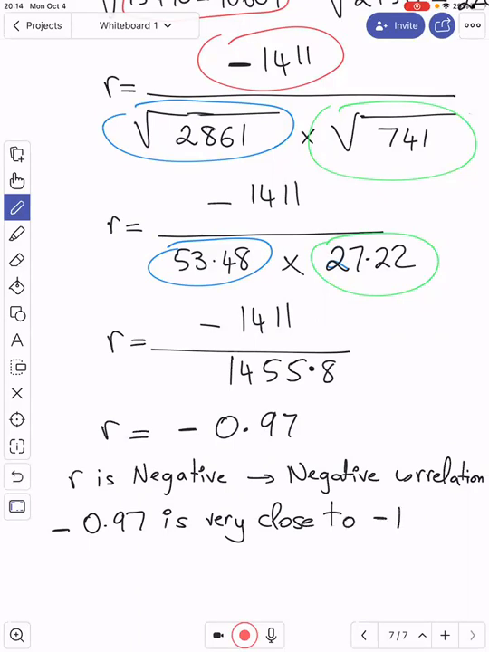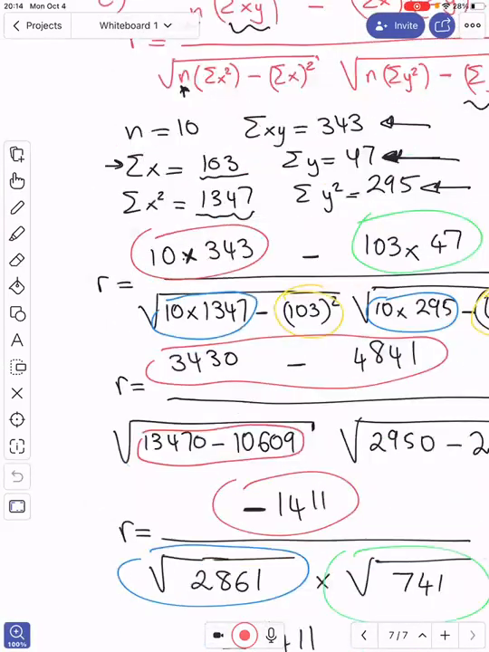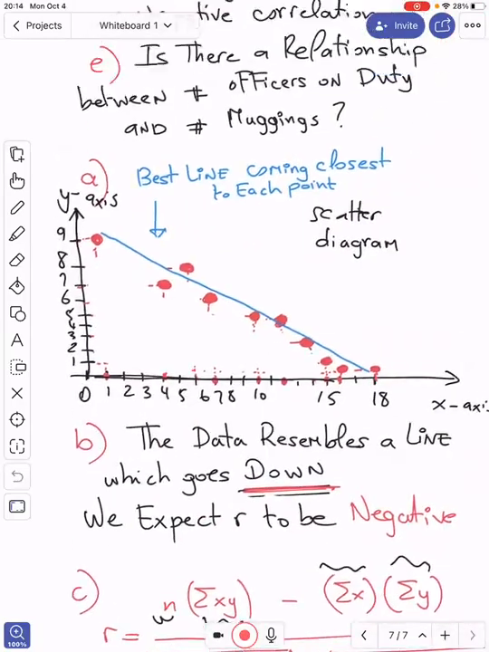Remember, guys, if you have R equal to negative 1, it means we have a perfect linear correlation, right? So all the points are gonna lie on the same straight line. So this is very close to negative 1, so it's very strong. We have a very strong linear correlation, because it's close to negative 1. Then we're almost done.